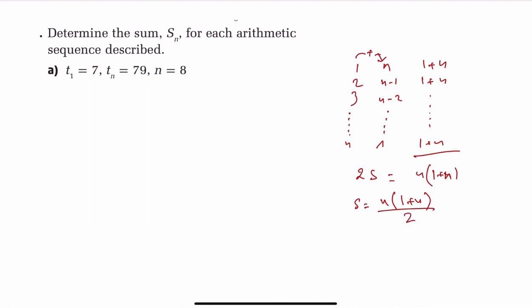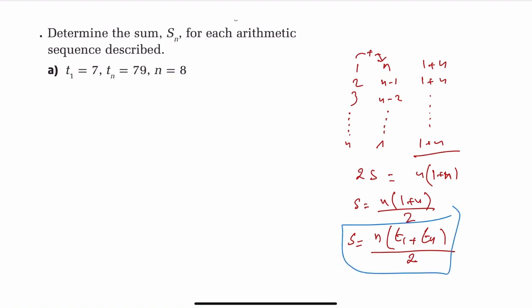And I know, because here my first term is 1, I will write my formula as this: T1, the first term, plus the last term, which is Tn, divided by 2. So I got my formula. Now I can start using it.